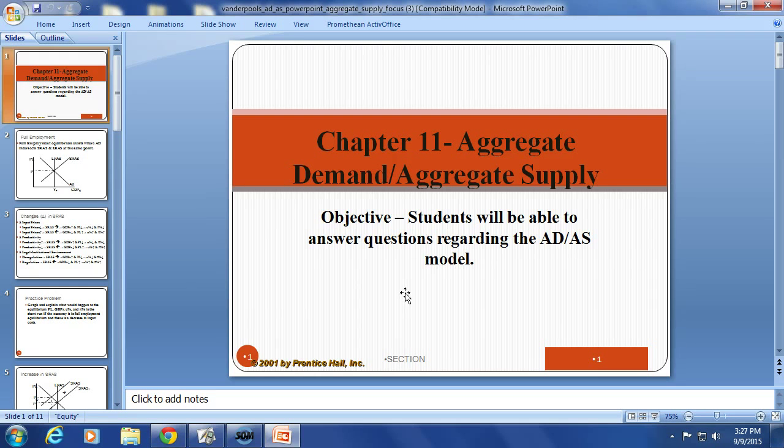Today we're going to continue talking about the aggregate demand, aggregate supply model, also known as ADAS. And today we're going to be focusing in on changes in short-run aggregate supply.